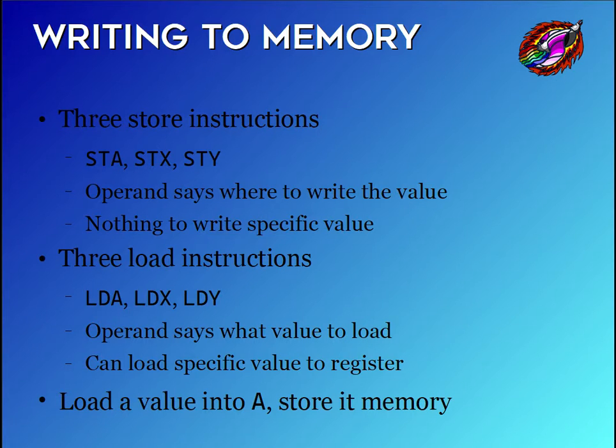The operand, in this case, indicates what value we want to load into that register. And that operand can be indicating a location in memory, or, as I mentioned earlier, there's what's called an immediate mode operand, where the operand actually provides the value that you want to load into the register. So the way we can write some specific value to one of these registers in the Vicky chip is to load a value into A and then store it into memory.